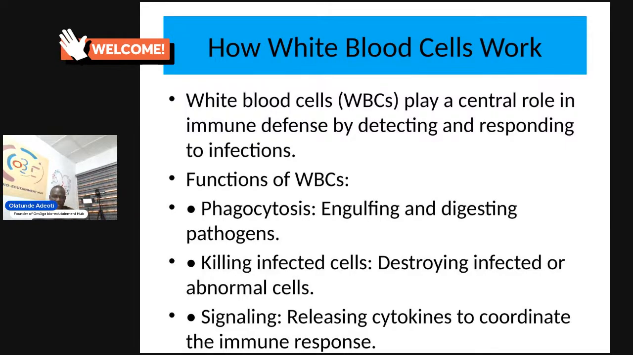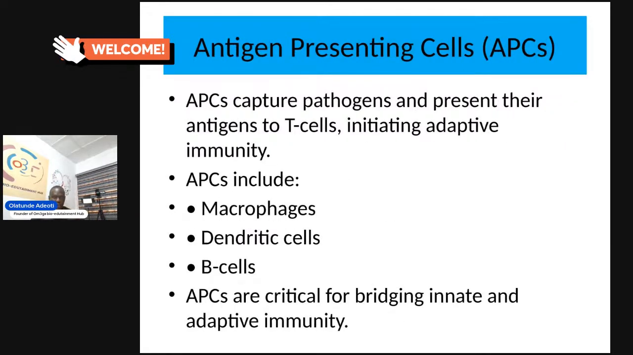Then I also mentioned how white blood cells work. So we can see that antigen presentation is a process. The antigen presenting cell captures pathogens and presents their antigen to T cells, thereby initiating the adaptive immune system. The antigen presenting cells that we have within the immune system are macrophages, dendritic cells, as well as B cells.